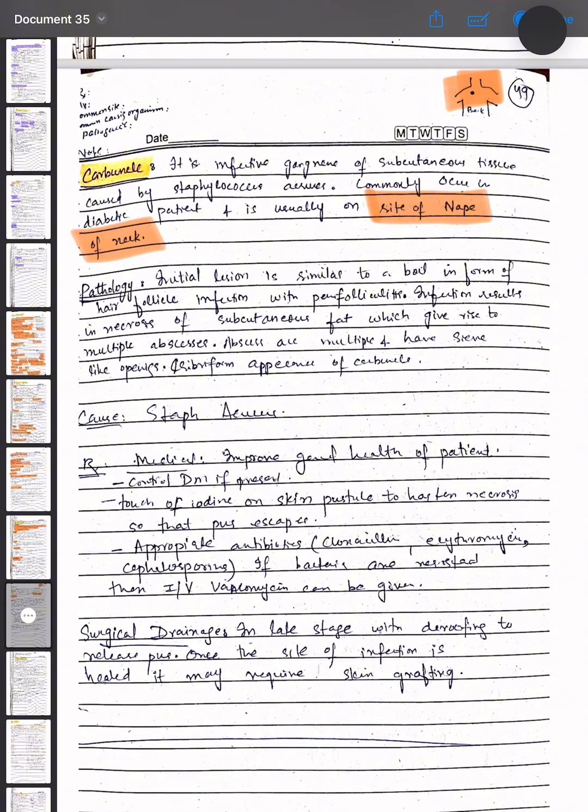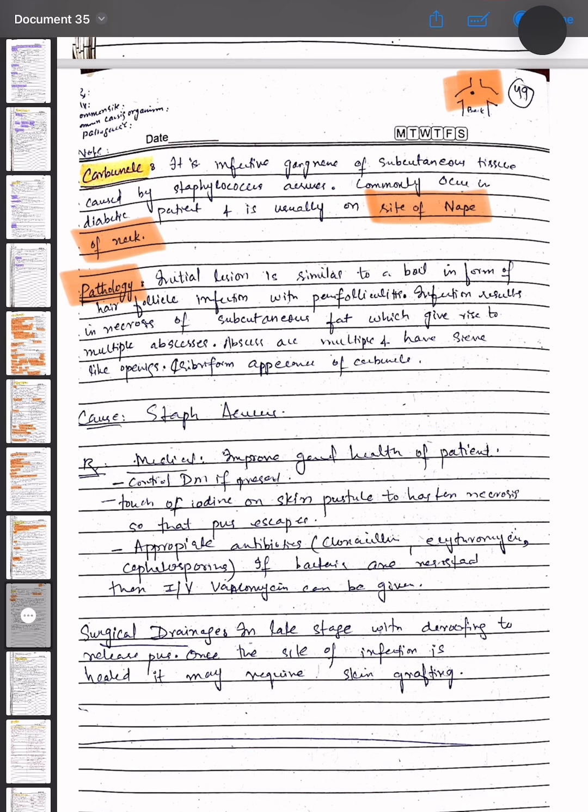Okay, what is the pathology? The initial lesion is similar to a boil, in the form of hair follicle infection with perifolliculitis. Infection results in necrosis of subcutaneous fat, which gives rise to multiple abscesses. Abscesses are multiple and have sieve-like openings, the cribriform appearance of carbuncle. Okay, this is the definition of carbuncle.